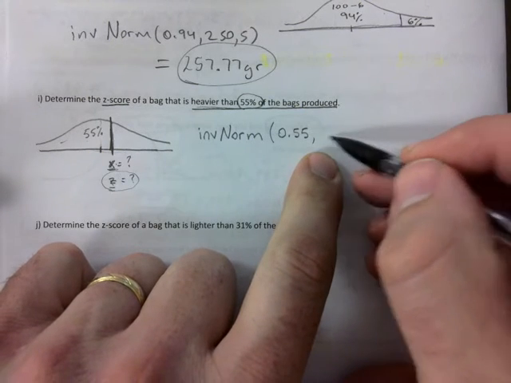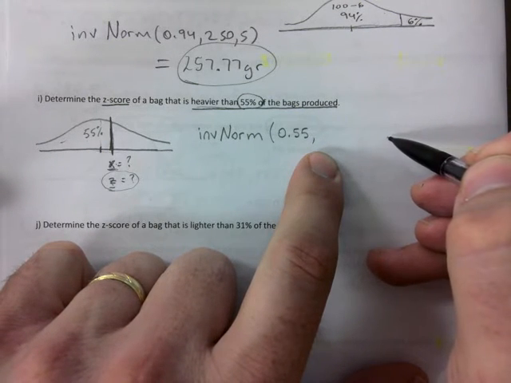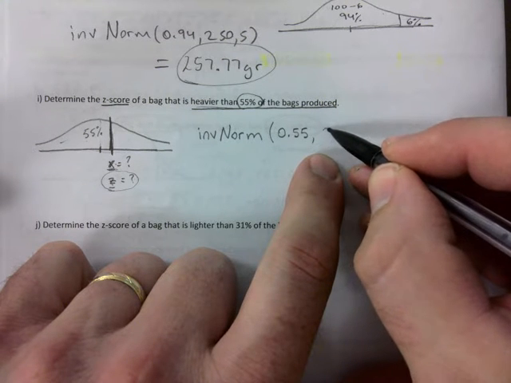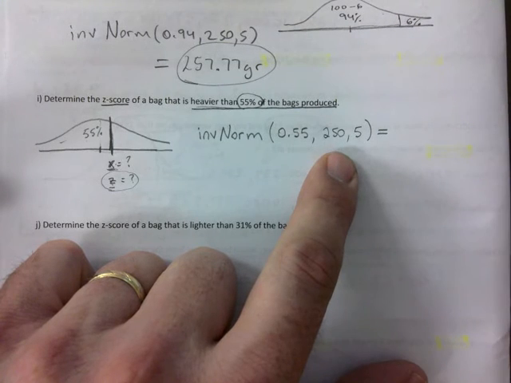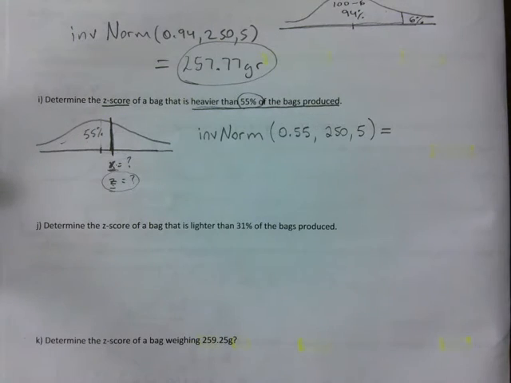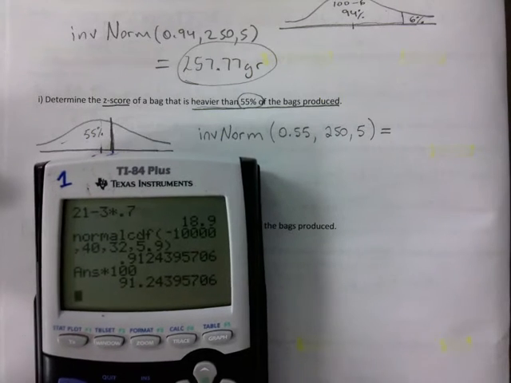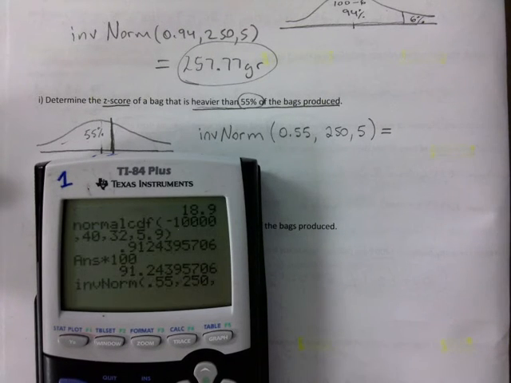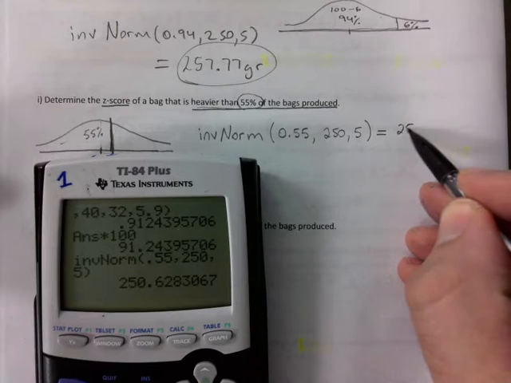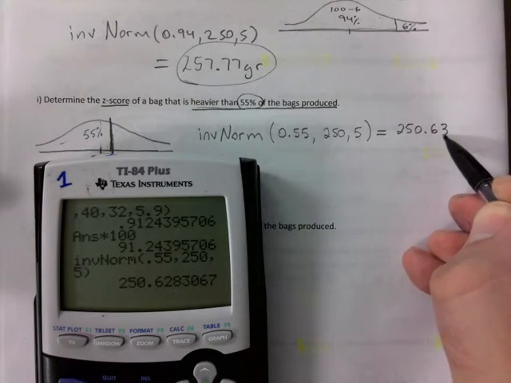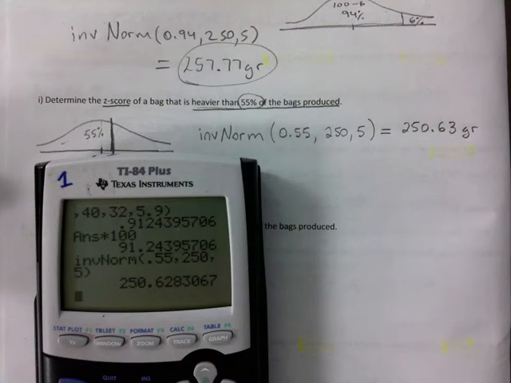And what should I put here? Mean and standard deviation, right? The mean in this particular case is 250 and the standard deviation is 5. We're going to get that. Let's go ahead and find out what that is. So grab your calculators and let's have a go at it there. Inverse norm, 0.55, 250, and 5. So that weight would be 250.63, and we are dealing with grams, right?